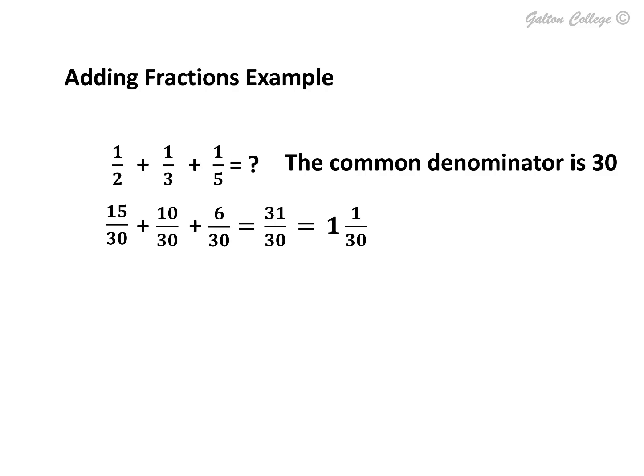Now, 2 into 30 is 15. 3 into 30 is 10. 5 into 30 is 6. So all of them are over 30. That's the common denominator. And if we add 15 plus 10 plus 6, we get 31. And 31 divided by 30, well, 30 goes into 31 once, and 1 over, so it's 1 and 1/30. So that's the answer.